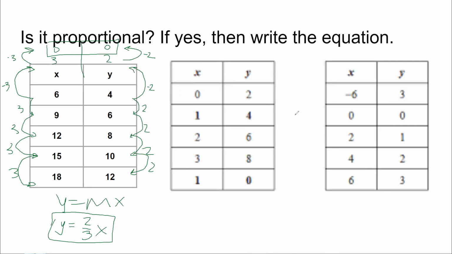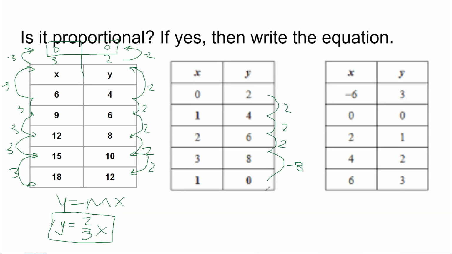Let's move on to this next one. I'm looking at a change of 2. So that's plus 2. 4 to 6 is 2. 6 to 8 is 2. But then it's 8 to 0. That doesn't make sense. That's a minus 8. So just from that, I know that this is not proportional because those numbers don't go up or down by the same amount every time.